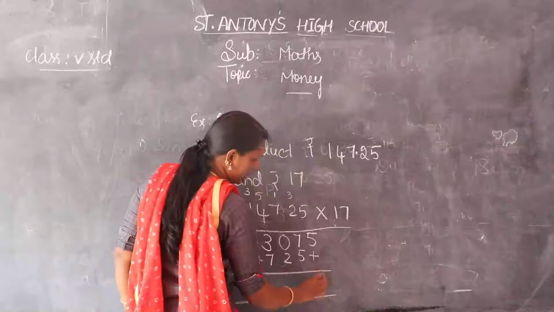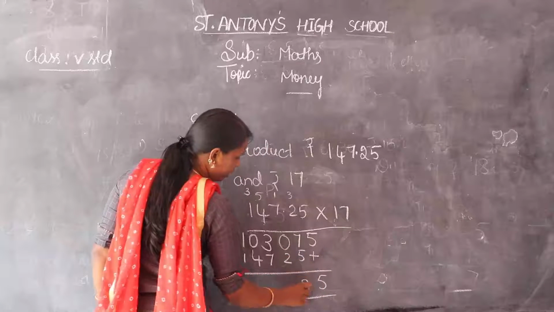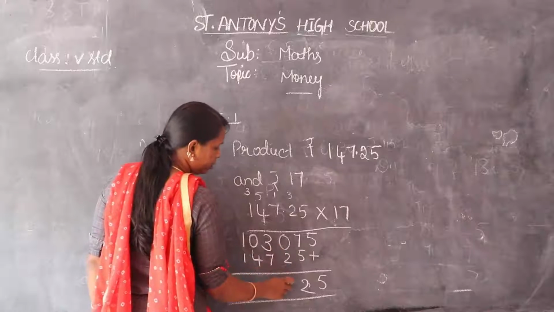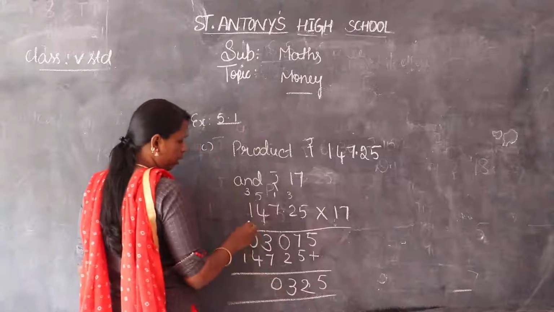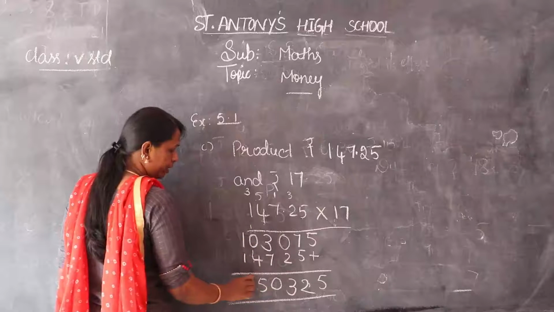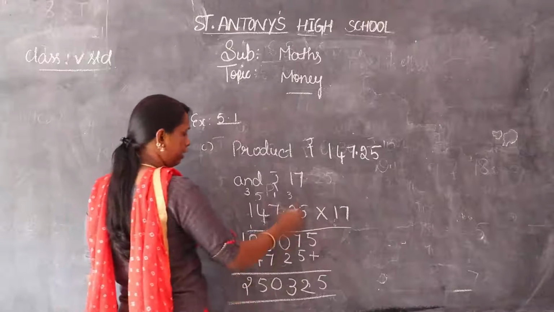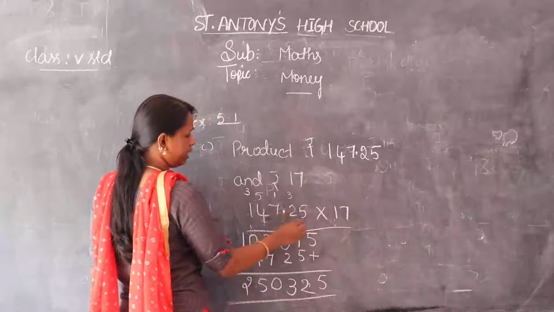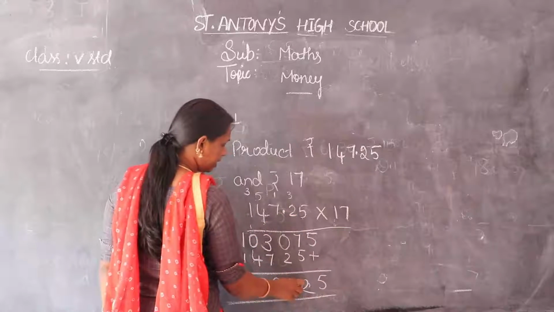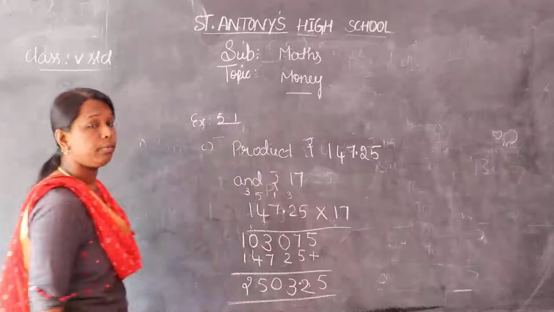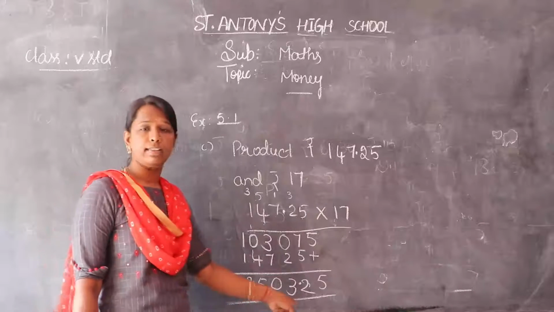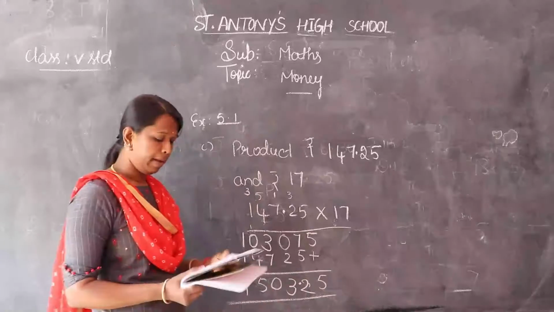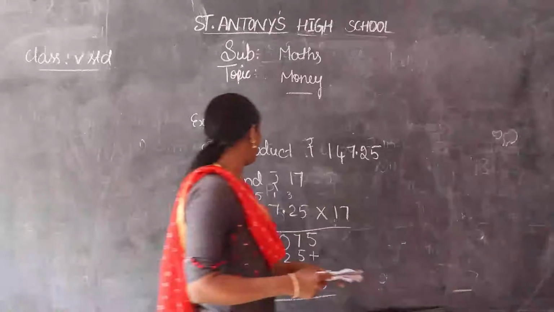And then 5. 7 plus 5 is 12. 1 plus 3 is 4... 2 3. 3 plus 7 is 10. 1 carry. 1 plus 4 is 5. So here we have to leave 2 places because the point is there, 1 2. Here also in the answer we have to leave 2 places. Answer is rupees 2503.25 paisa.